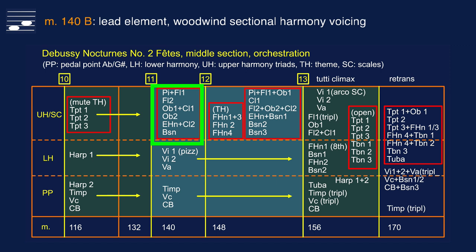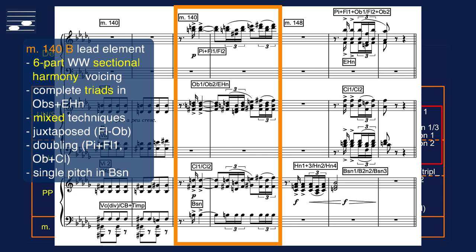The main element in the B section is played by woodwinds in six-part sectional harmony voicing with the instrument distribution as shown in the diagram. Here we see the same fragment in staff notation with piccolo and flutes in the mid-high register. Below that, in the case of juxtaposed voicing, are complete triads in the oboes and English horn, with the outer parts doubled by two clarinets. The bassoon plays a single pitch B natural.